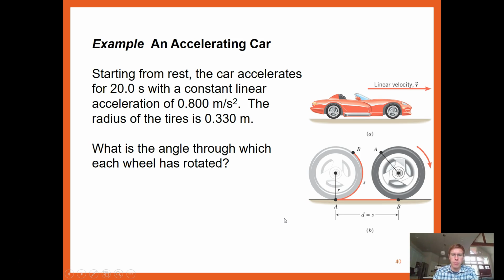So one last example problem, and then we'll wrap this video up. Imagine you have a car that starts from rest. For 20 seconds, it's going to have a constant linear acceleration of 0.8 meters per second squared. It has tires with a radius of 33 centimeters, or 0.33 meters. What is the angular displacement of the tire during this period of acceleration? Ready, go.